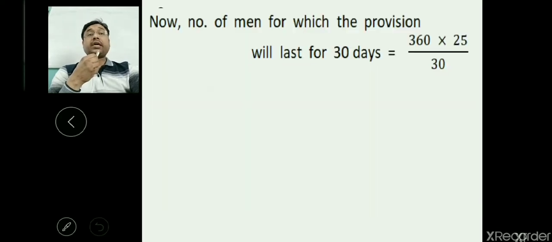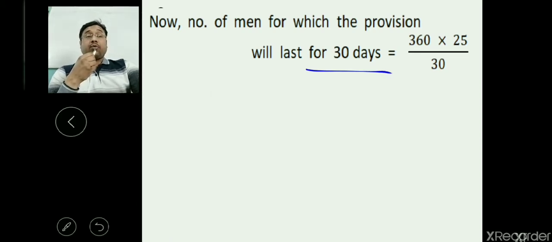Now we will say the number of men for which the provision will last for 30 days. The question was this only, how many men are required if the food is going to last 30 days. That means they want to extend their provision by 5 days. So it will be 360 into 25 by 30. For finding the value for 30 days, you will divide 360 into 25, because 360 into 25 is the number of men for which the food is going to last 1 day. So that value for 1 day you will divide by 30 here.